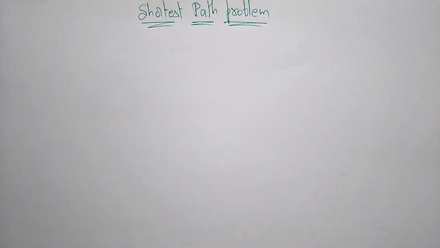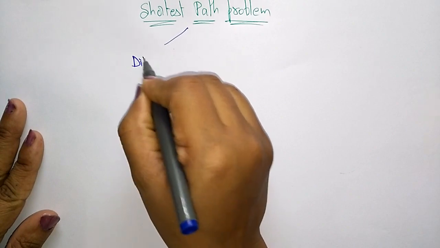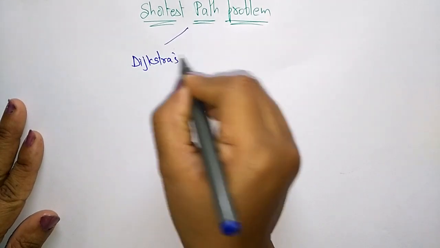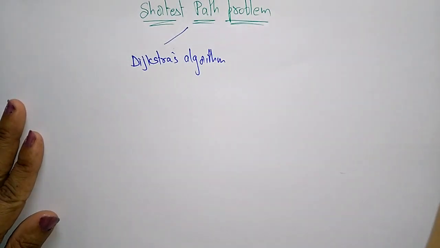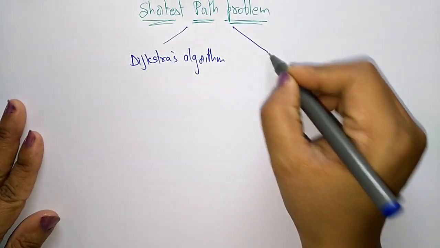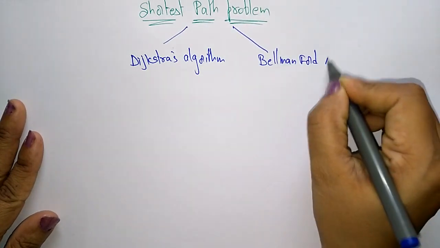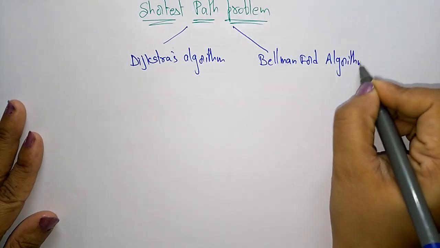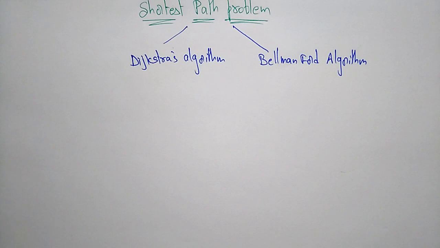Hi students, coming to the next topic, that is the shortest path problem. So actually there are two types of shortest path problems. One is the Dijkstra algorithm and another is the Bellman-Ford algorithm. These two algorithms, the Dijkstra algorithm and the Bellman-Ford algorithm, both solve the single source shortest path problems.